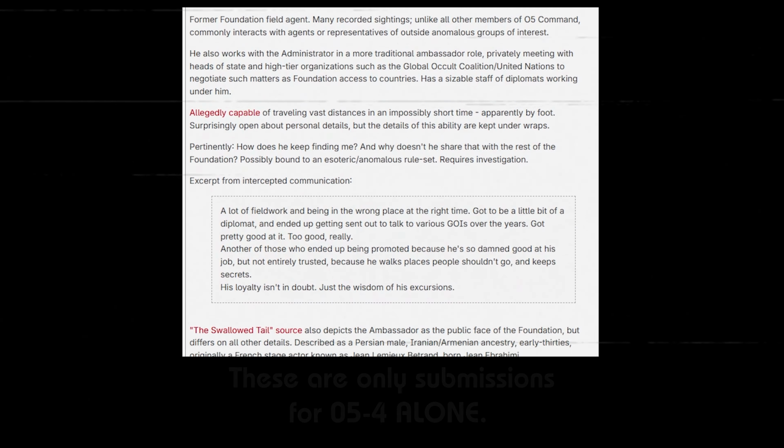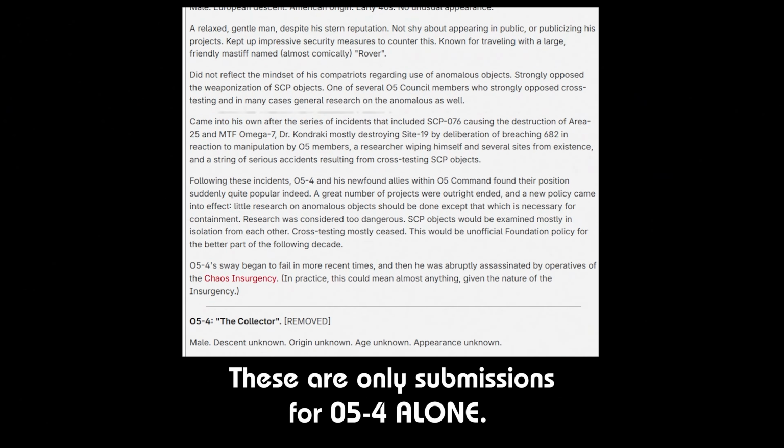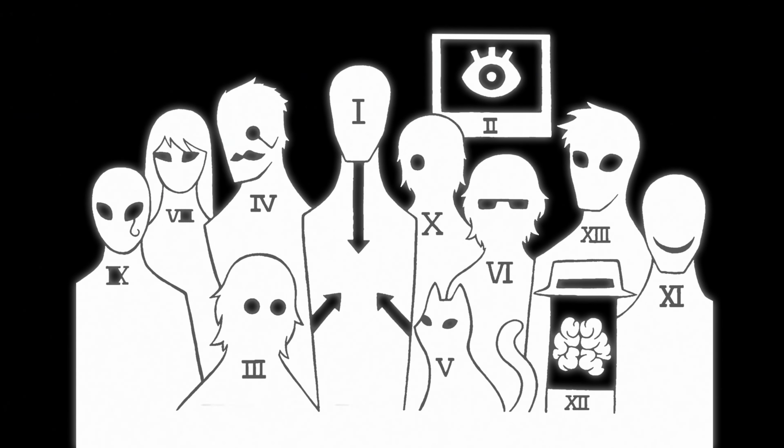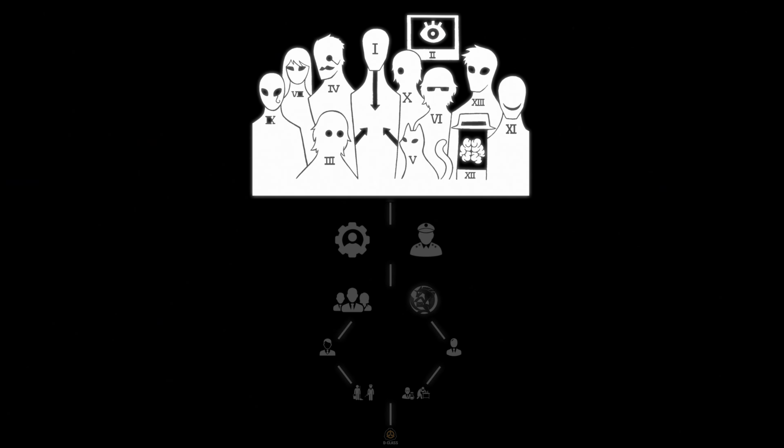There are a ton of different descriptions for each person, so take a look for yourself and go with whatever you think is coolest. These people are the ruling body of the Foundation and have complete control over every and all operations. They are so unknown that many think they don't even exist at all and are just a myth. Who knows? Maybe they are.